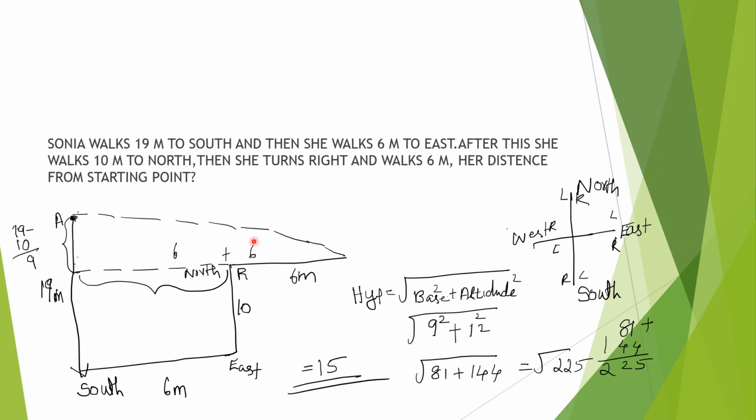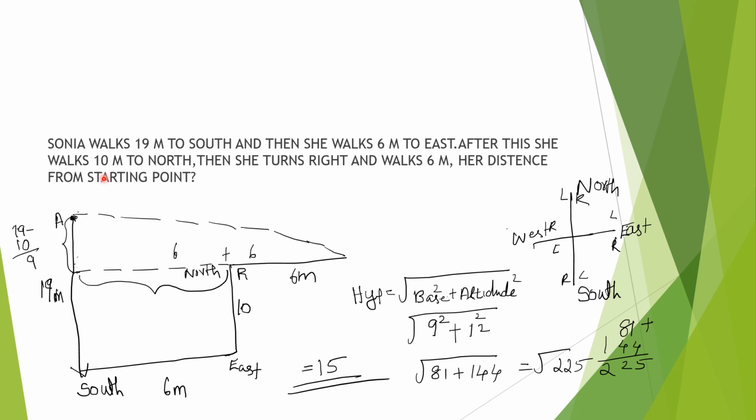Next question. Sonia walks 90 meters to south. Then she walks 6 meters to east. After this, she walks 10 meters to north. Then she turns right and walks 6 meters. What is her distance from the starting point? Questions like these they will ask in the question paper, so we can see how we can solve it.